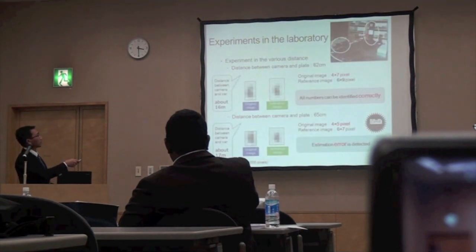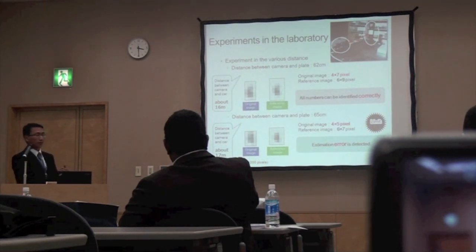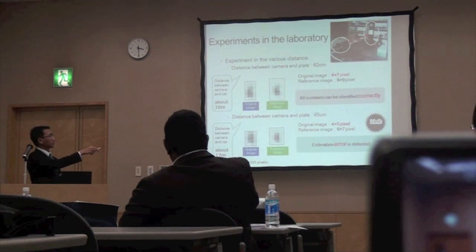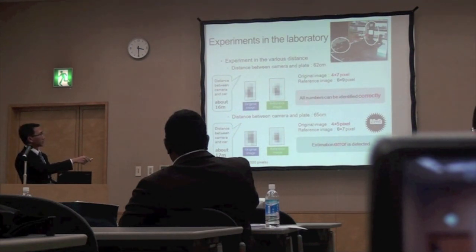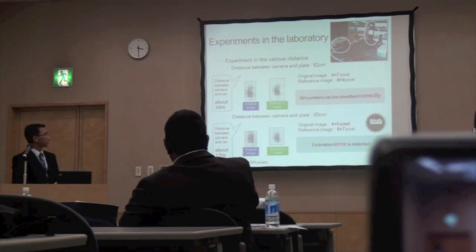Finally, we got the result of the experiment with various distances. When the distance between the camera and the plate is 62 centimeters, all numbers can be identified correctly. The size of the original image is 4 by 7 pixels, and the reference is 6 by 9 pixels. But unfortunately, when we increase the distance up to 65 centimeters, we got an error for the first time.